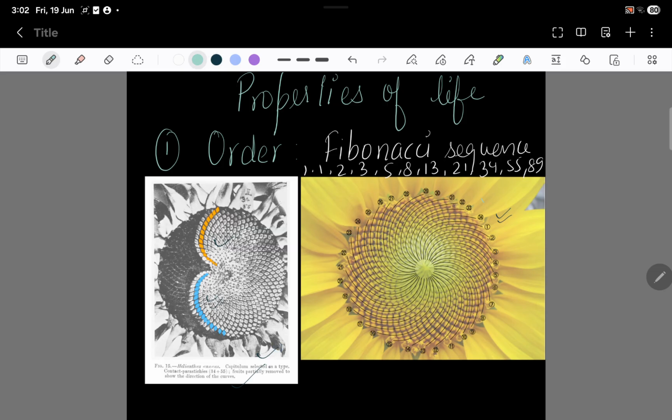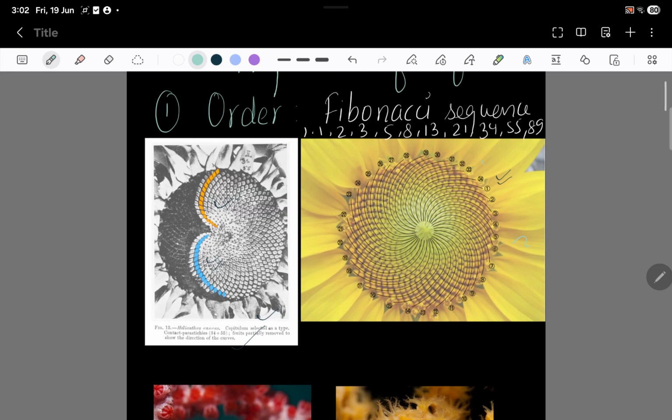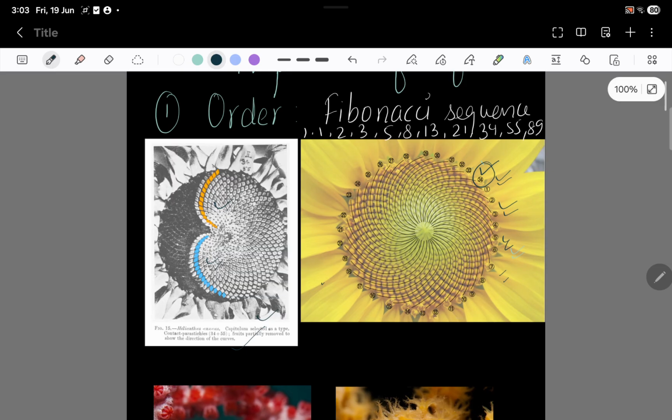Now, you see this beautiful sunflower. If you count the number of spirals in one direction, suppose the clockwise direction, here it is coming 34. Now if you count the spirals in the anti-clockwise, counterclockwise direction in the same flower, it may come 55. It depends on the size of the flower head.